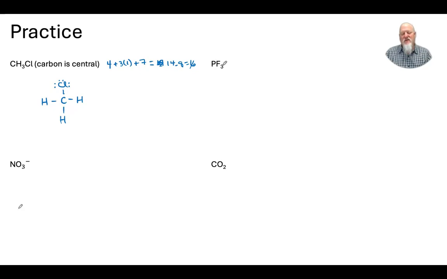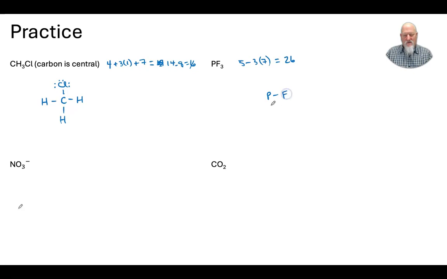Okay. PF3, phosphorus trifluoride. Count the valence electrons. Phosphorus has 5. Each fluorine has 7 because they're halogens. All the halogens have 7. So 3 times 7, because there's 3 fluorines, 21 plus 5 is 26 electrons. So we have 26 electrons we need to put in this.